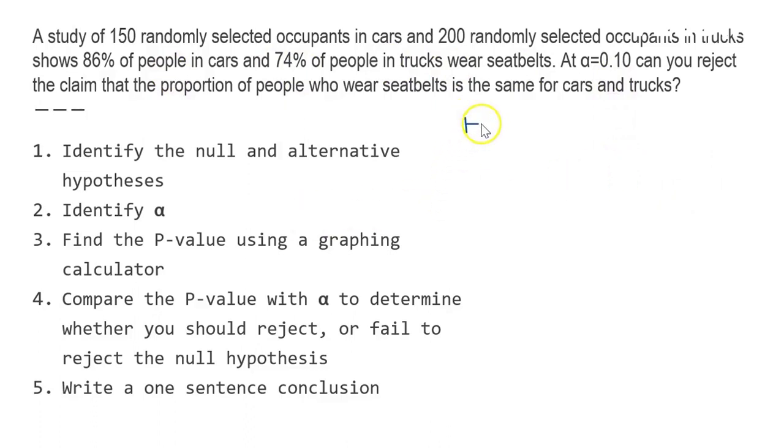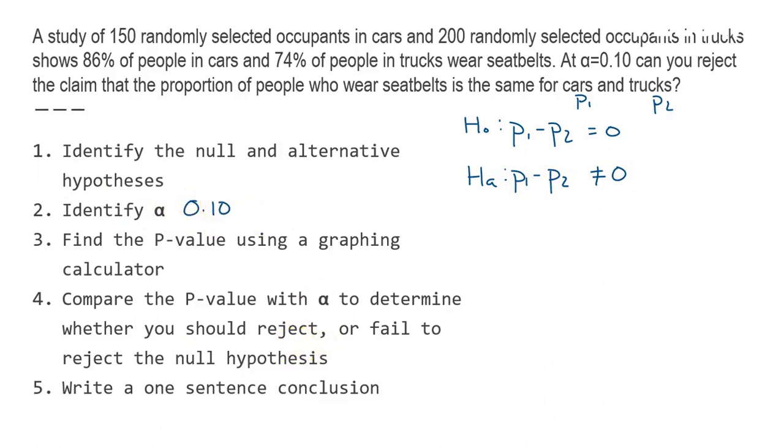So when we write our hypotheses, I'm going to call cars P1 and trucks P2. So our null hypothesis is that P1 minus P2 is equal to 0, that there is no difference. Our alternative hypothesis, all they're asking is if we can reject this claim. So I'm going to say that this would be not equal to 0. All right, alpha in the problem is 0.10.